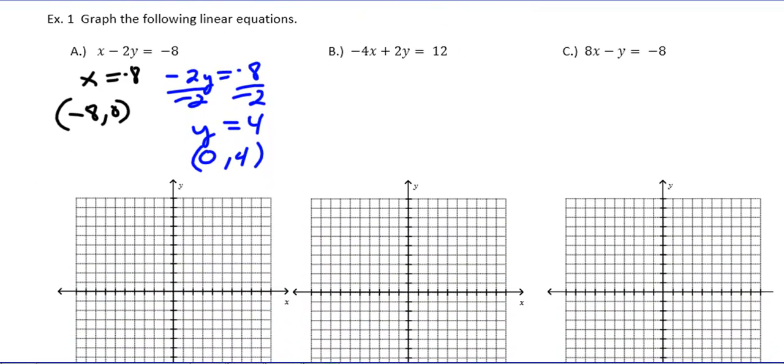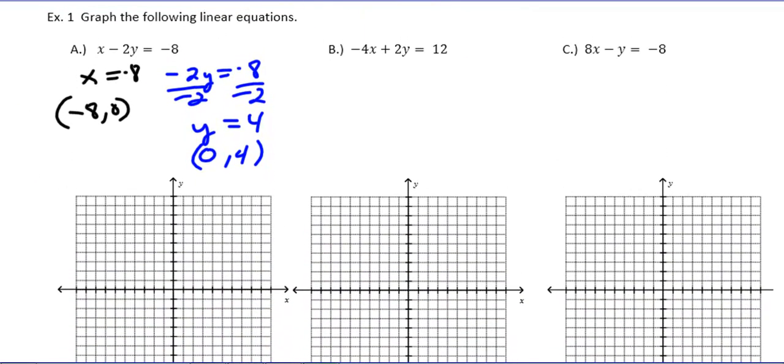So now, like I said, what we're going to do is take this one step further, and go ahead and create a graph now. So what we're going to do is plot our 2 points. So 1, 2, 3, 4, 5, 6, 7, 8. There is the point negative 8, 0, and 1, 2, 3, 4. Here is the point 0, 4.